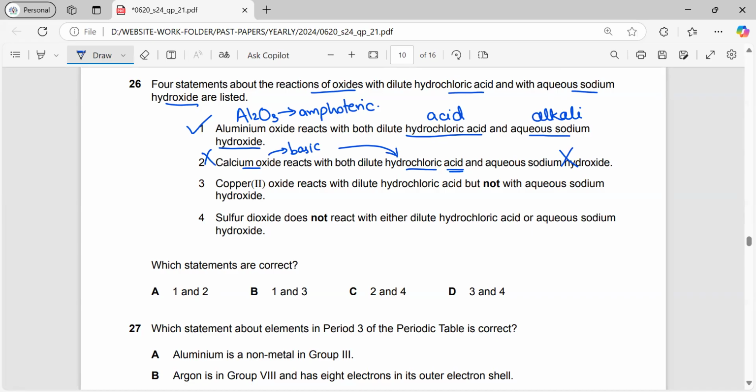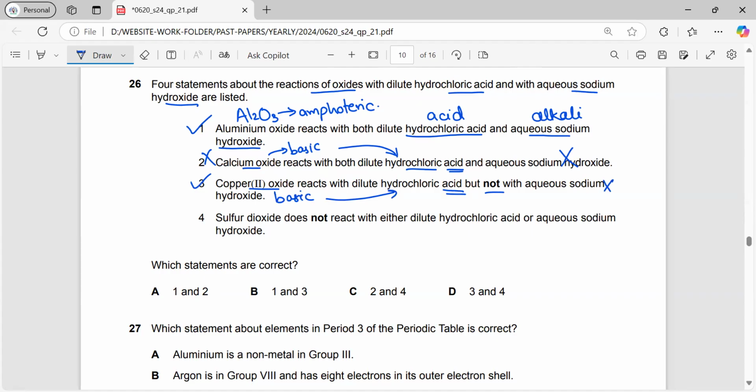Number 3, copper oxide reacts with dilute hydrochloric acid, but not with aqueous sodium hydroxide. It reacts with hydrochloric acid, but not with sodium hydroxide. This one is correct because the copper oxide is basic. So it will react with acid, but it will not react with sodium hydroxide.